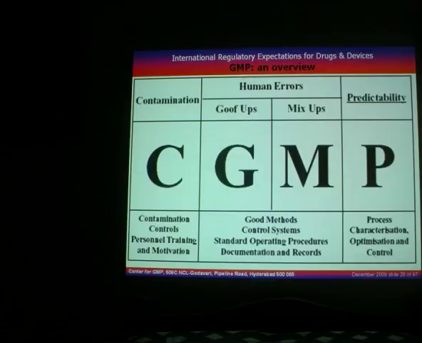I said earlier that there are only 4 things that can happen in your facility that can compromise safety, efficacy, or quality and place the patient at risk: contamination, human errors, goof up, mix up, and the process. So let's look at each one of them individually and see how you could place your patient at risk. Contamination.